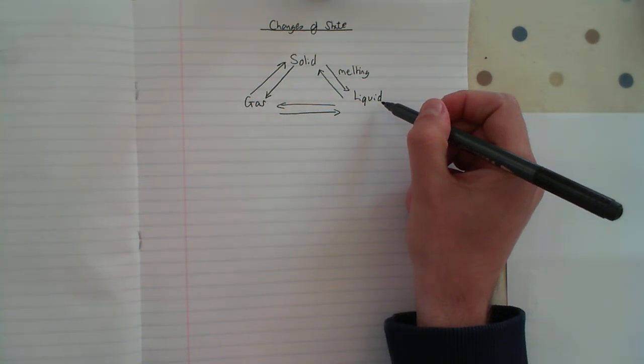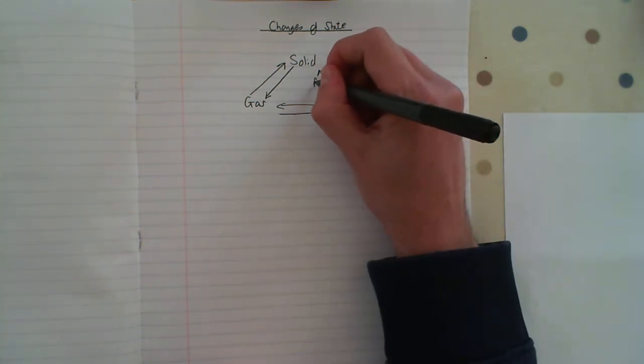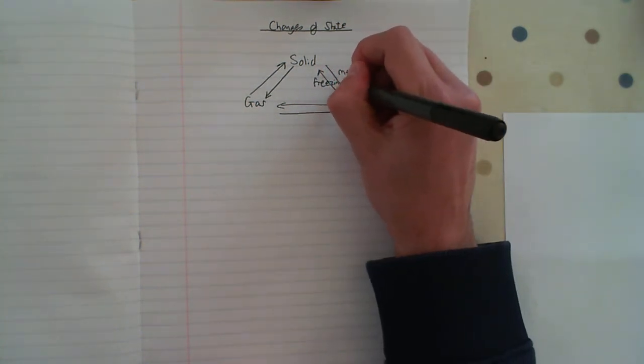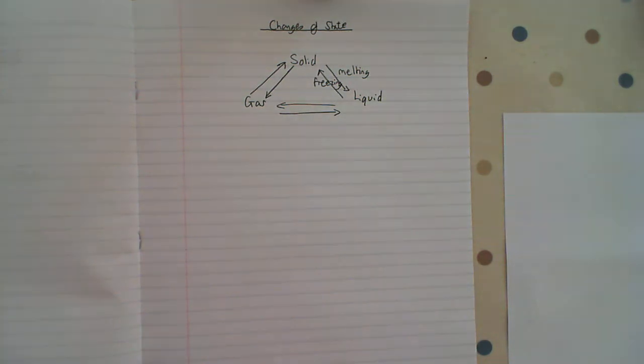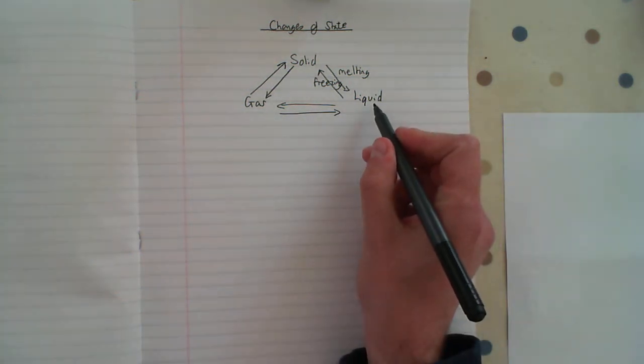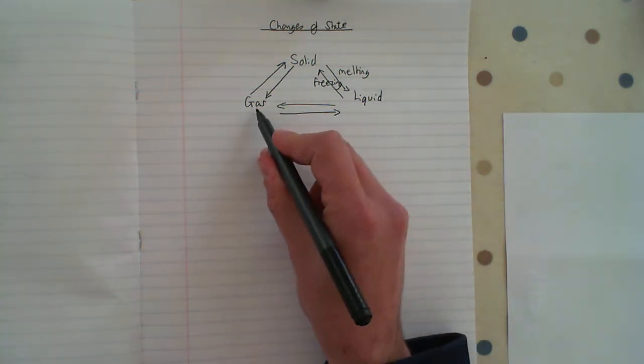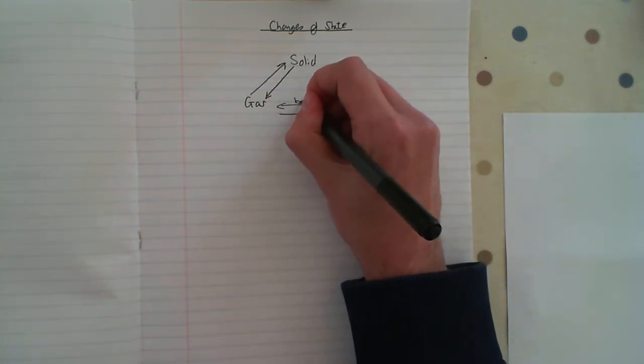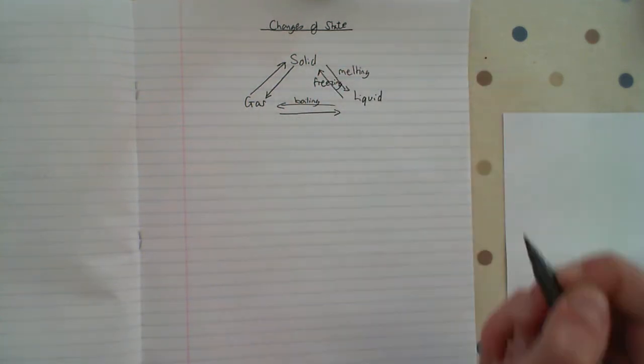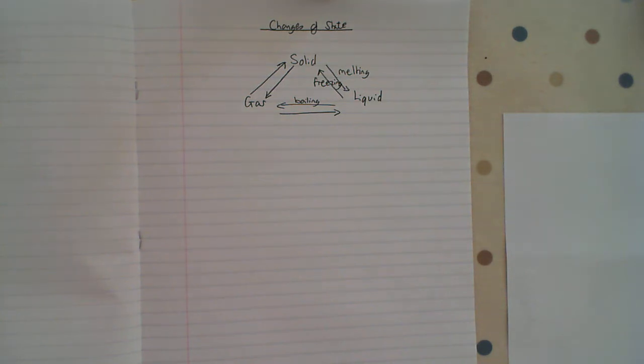So if we cool a liquid down, we can freeze it into a solid. That's called freezing. If we heat a liquid up, we turn it into a gas, and that's called boiling. We don't call it evaporation because evaporation can happen at any temperature, not at the boiling point.